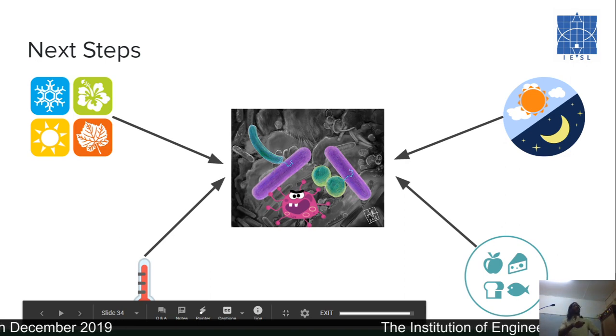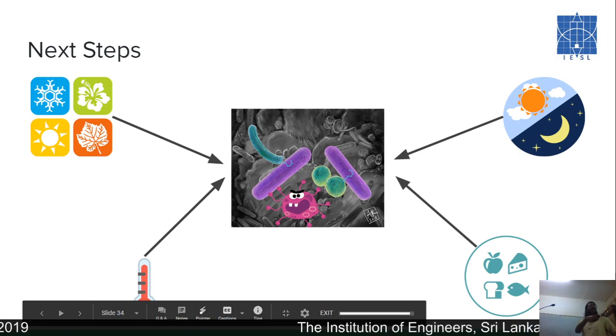So we know that bacteria change with the seasons. They change during the day and night. Some bacteria are more active during the day, some more active in the night. And like humans, they also depend on nutrition. Bacteria thrive in a nutrition-rich environment, and when they don't have enough nutrition, they behave in different ways.